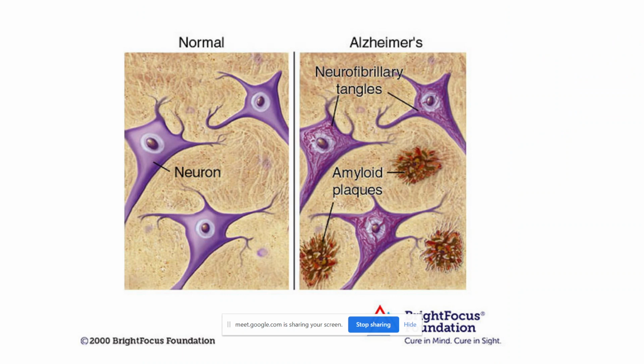Here again we have a comparison. You can see that the neurons are normal for a normal brain. However, for a patient suffering from Alzheimer's, you can see amyloid plaques present between the neurons, and also tangles present within the neuron. These are formed by amyloid formation and also by aggregation and misfolding of tau protein.